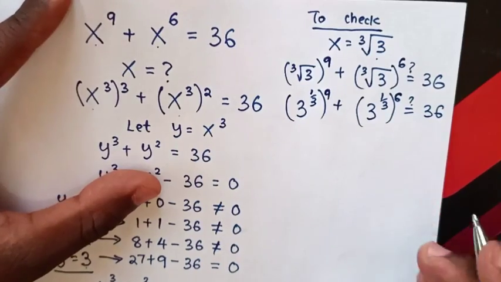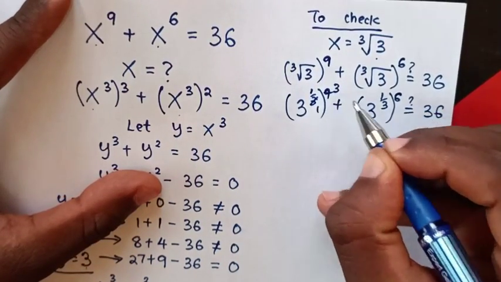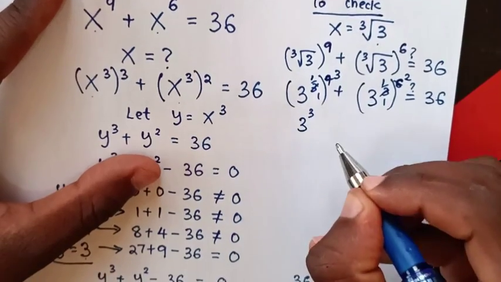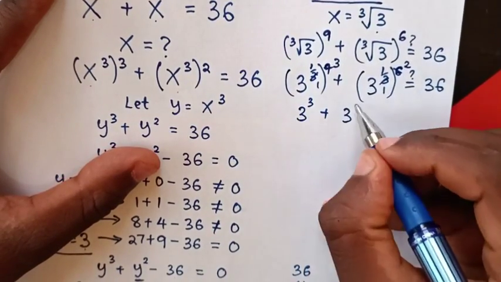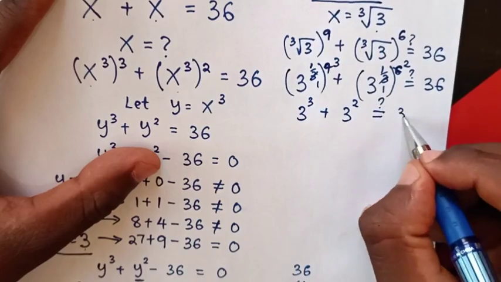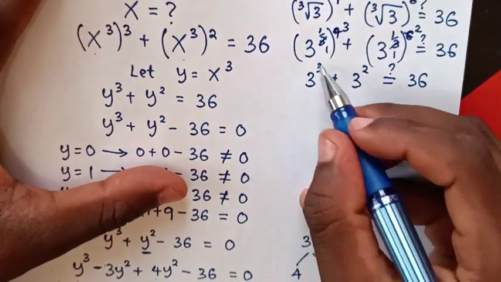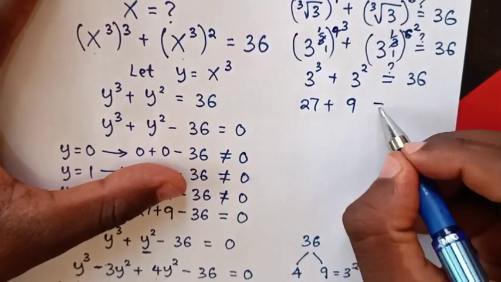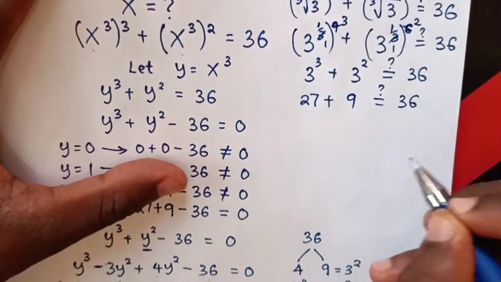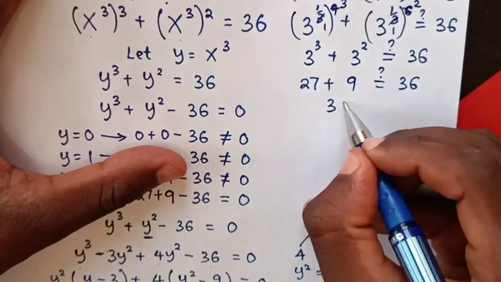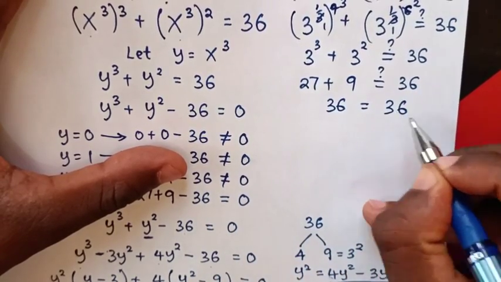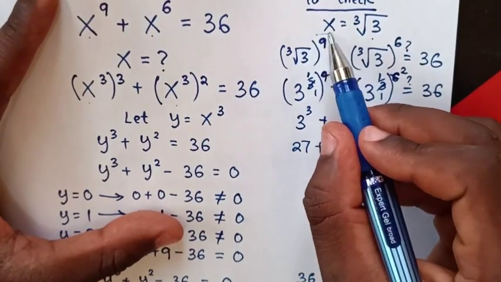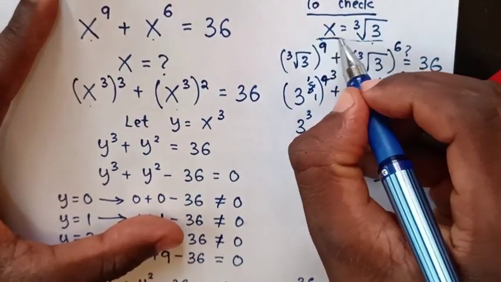Then to simplify, 1/3 times 9 gives 3, and 1/3 times 6 gives 2. So it will be 3³ + 3², is it equal to 36? Then 3³ is 27 plus 3² is 9. Is it equal to 36? Then this plus this is 36, which is equal to 36. So the left side and right side are equal. Therefore, it's true that the value of x is the cube root of 3.